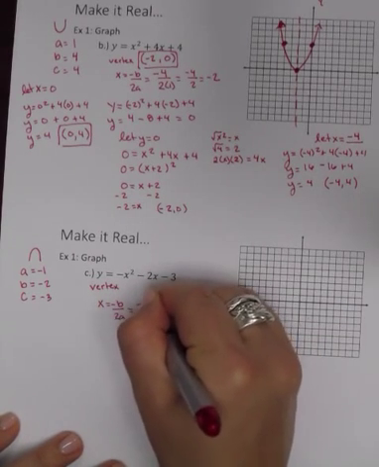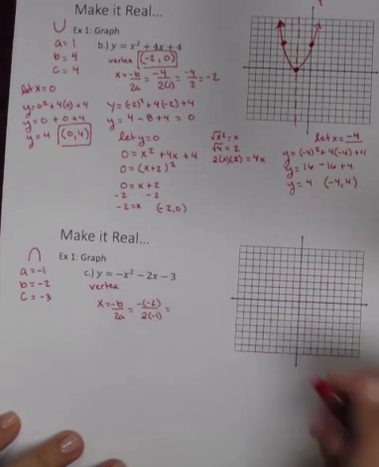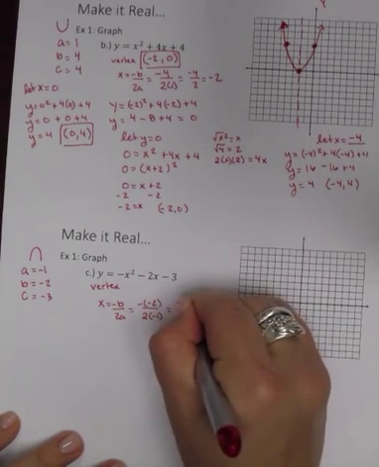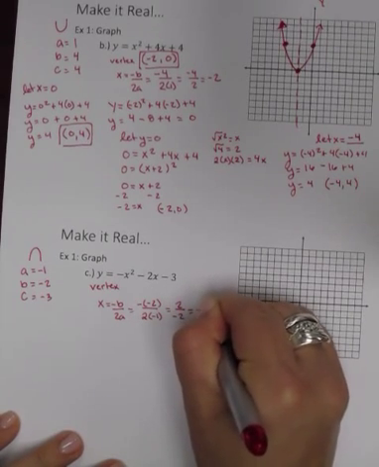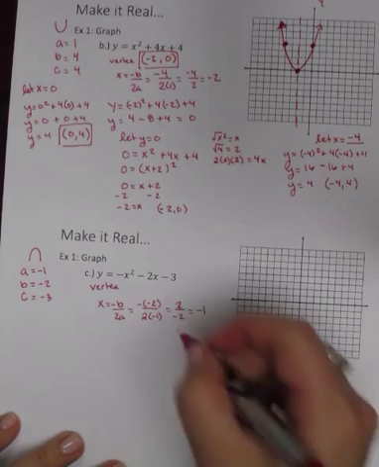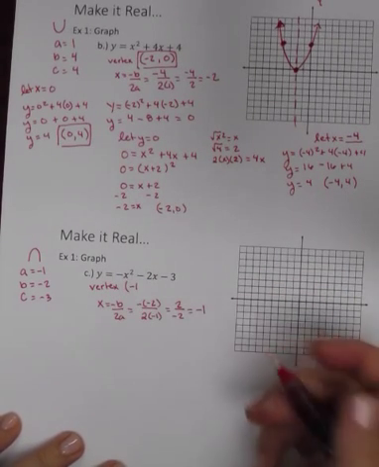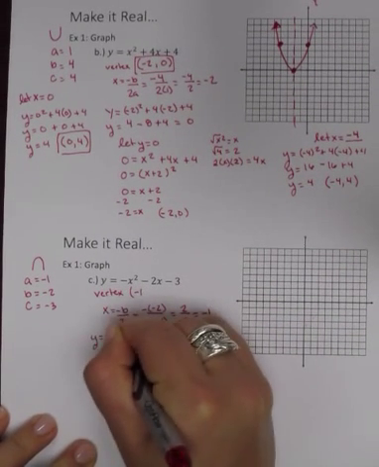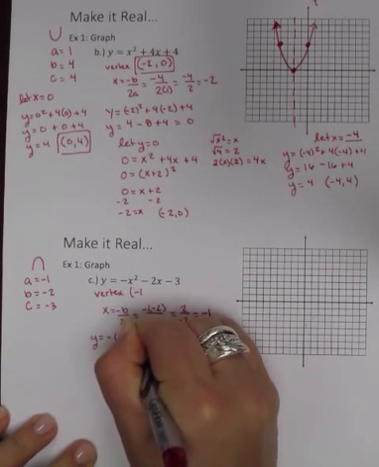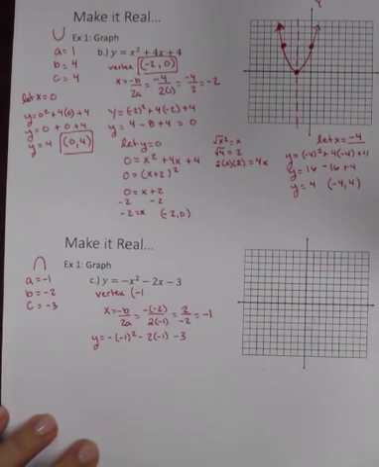So I got negative 2 over 2 times negative 1, and we know a negative times a negative is a positive, so that's going to be positive 2 over negative 2, which will clean up to be negative 1. Again, remember your x is negative, so please, please, please watch your parentheses. So we've got y equals negative negative 1 squared minus 2 times negative 1 minus 3.